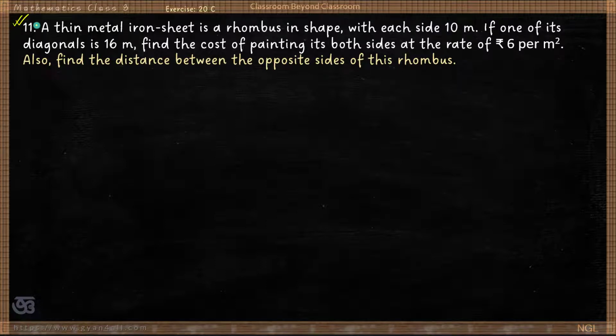Question number 11. A thin metal iron sheet is a rhombus in shape and each side is 10 meter. If one of its diagonals is 16 meter, find the cost of painting its both sides at the rate of ₹6 per meter square. Also, find the distance between the opposite sides of this rhombus.